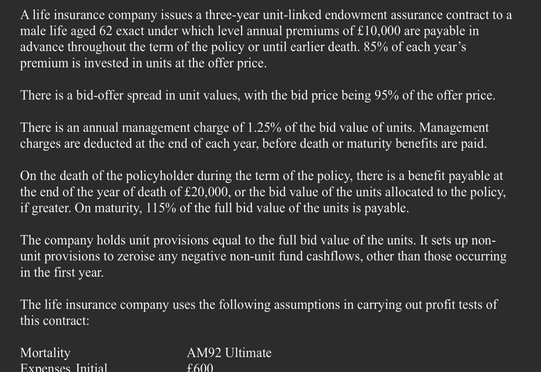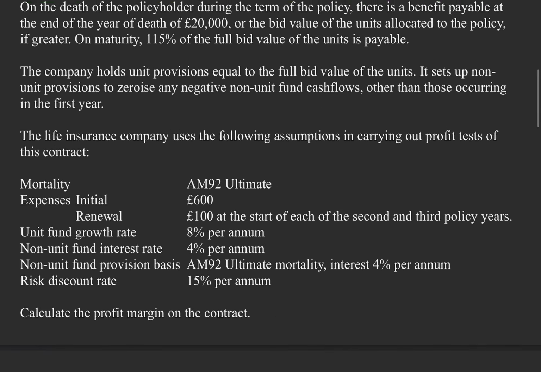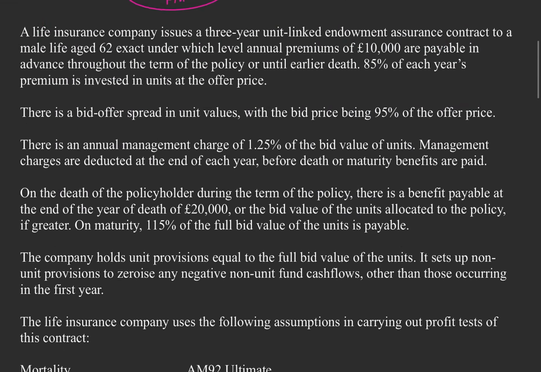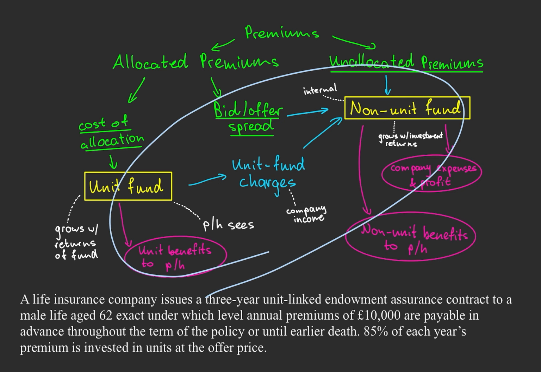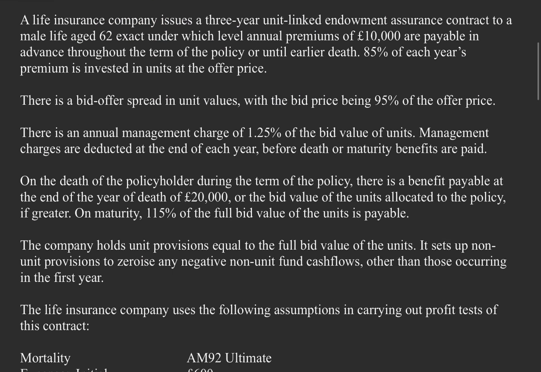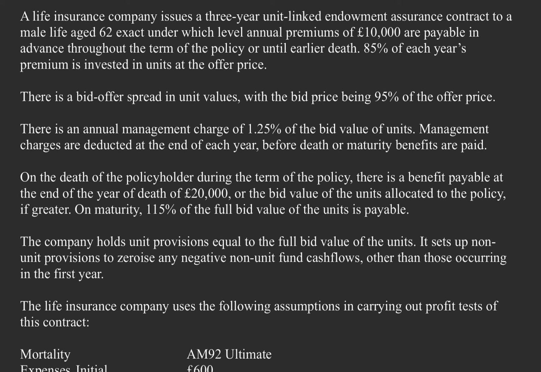So I have this question here, and as I go, I'm going to explain exactly how everything is working with respect to unit-linked contracts. I'm going to be setting up a unit fund account and a non-unit fund account. I'm going to be calculating profits, and then I'm going to be zeroizing and calculating profit margins. Okay, so let's read this question, understand what's required of us, and get going.